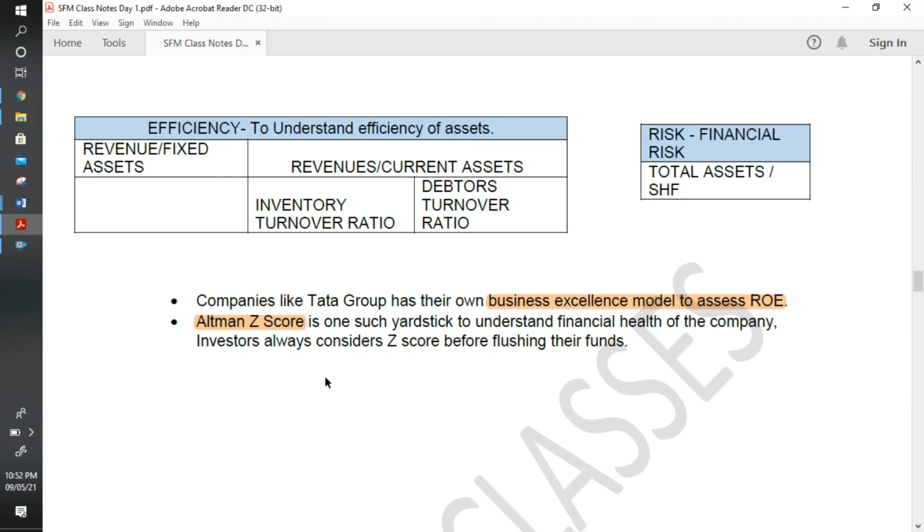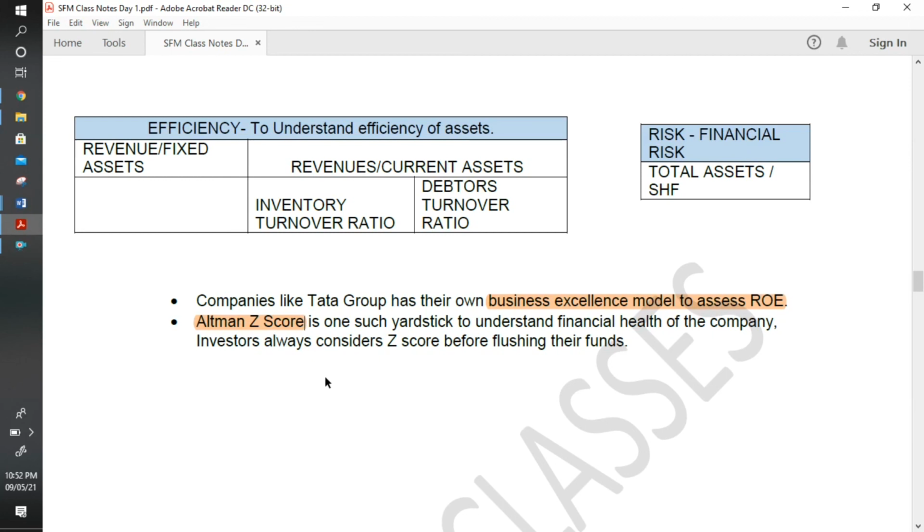Let's say the company is going for an IPO or any other funding. So the investor or the person who is investing into the company needs to understand the financial health of the company. For that, he looks at the Altman Z-score. If it is positive and available, then only he'll invest into the company. So Altman Z-score is one of the key indicators of the financial health of the company.